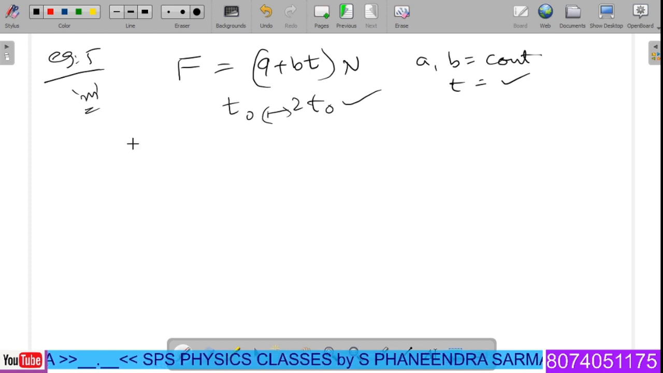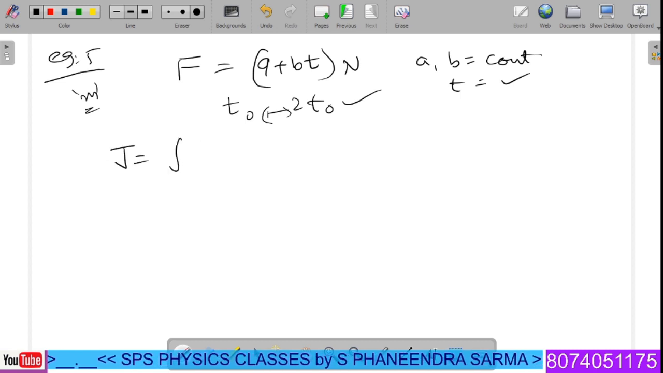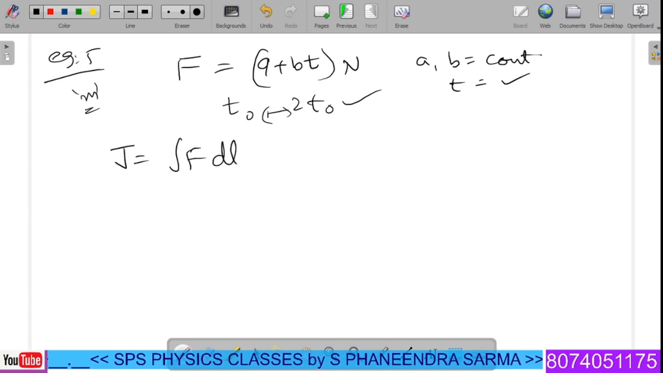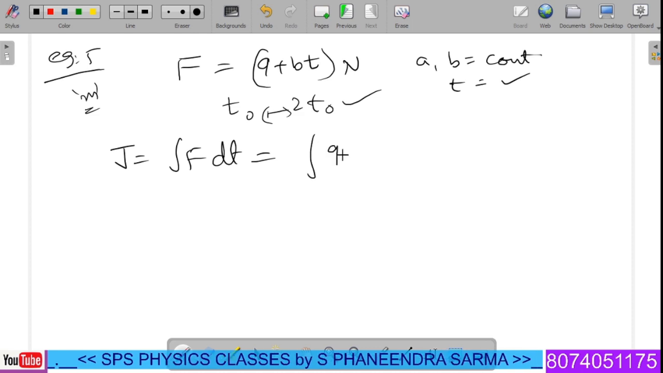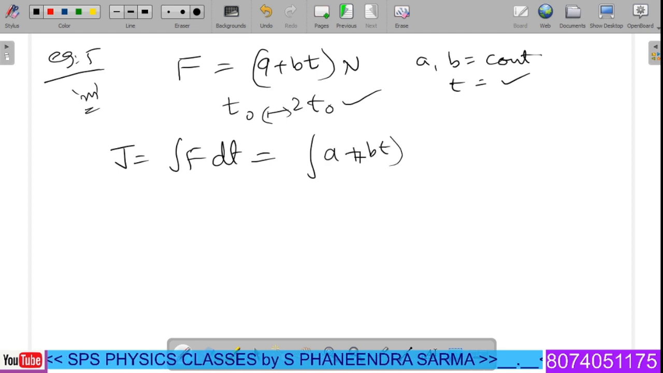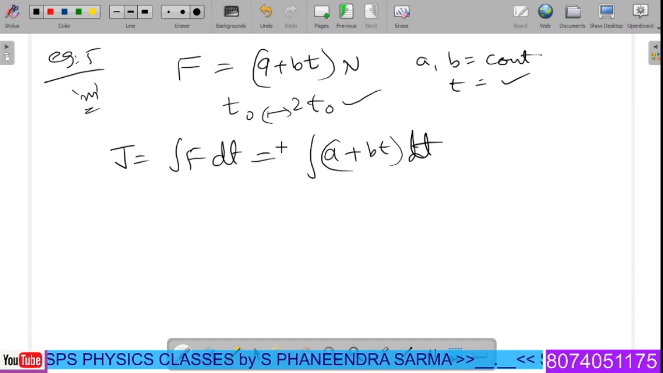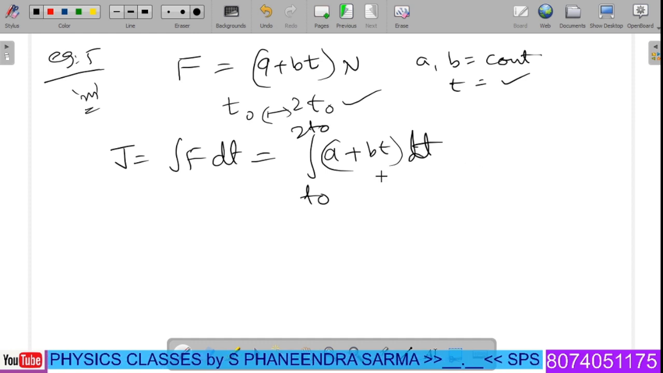To find this, we calculate the impulse J equal to the integration of F dt. Therefore, the integration of A plus BT into dt. In the given problem, the limits are already given, from T naught to 2 T naught. You have to do the integration between the two limits.